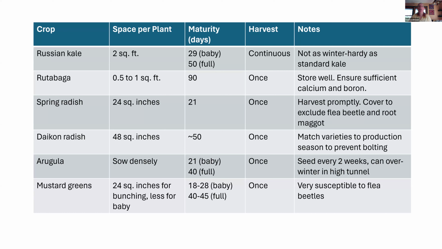Daikon, on the other hand, takes about 50 days, and if you're growing daikon in the fall, you can actually leave it for an extended period of time. However, the roots do not tolerate freezing. So you do want to harvest it before you have a ground freeze.